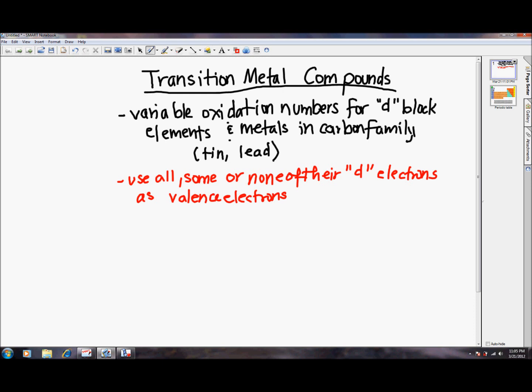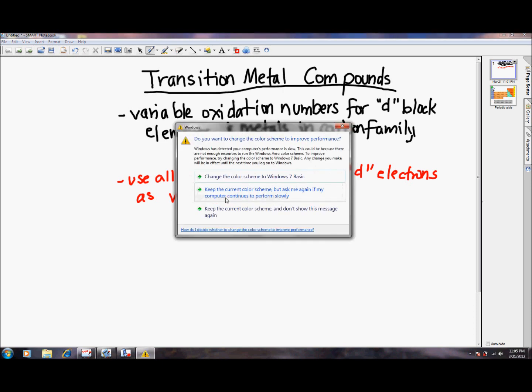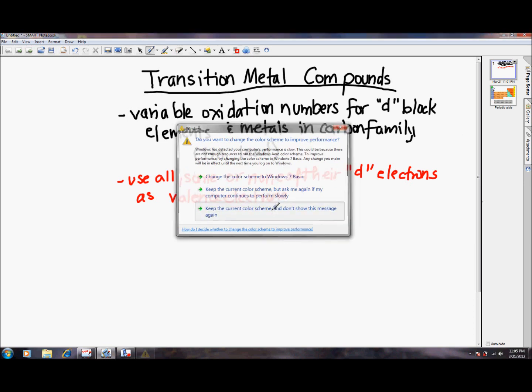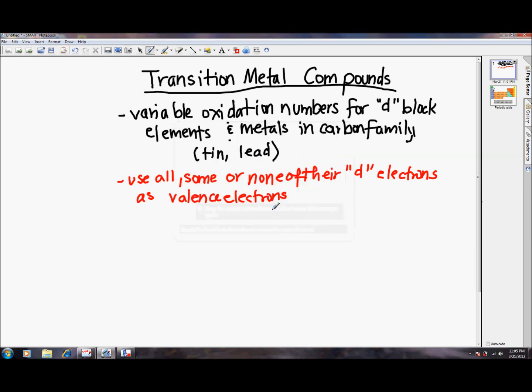Their outermost shell, the distance farther from the nucleus, is always the s and p, or in this case, since there's no p in most of them, it's s. But they have this ability to take these d electrons and give them away, just like they do with their normal valence electrons. Now the interesting thing is they don't give the same number away every single time. So this is what we mean by the term variable oxidation numbers. That means that each element can have more than one oxidation number.